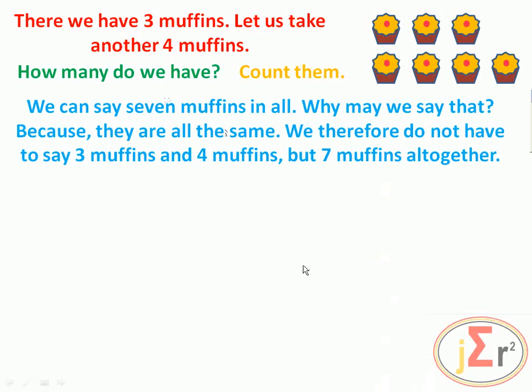Why may we say that? Because they are all the same. We therefore do not have to say 3 muffins and 4 muffins. But we may say what? 7 muffins. Right, so we may say 7 muffins altogether. Why can we say that? Because they are all muffins. So if we add 3 muffins to 4 muffins, we have 7 muffins altogether.